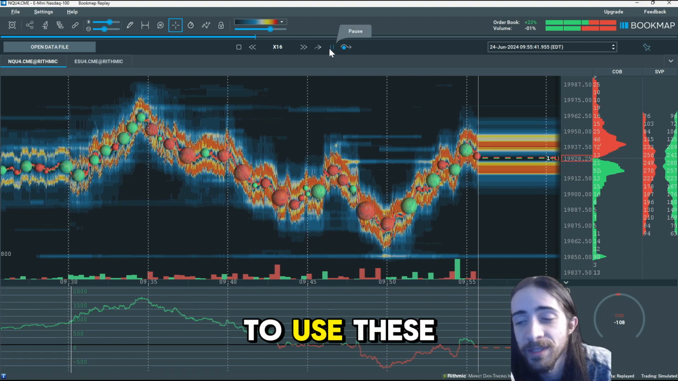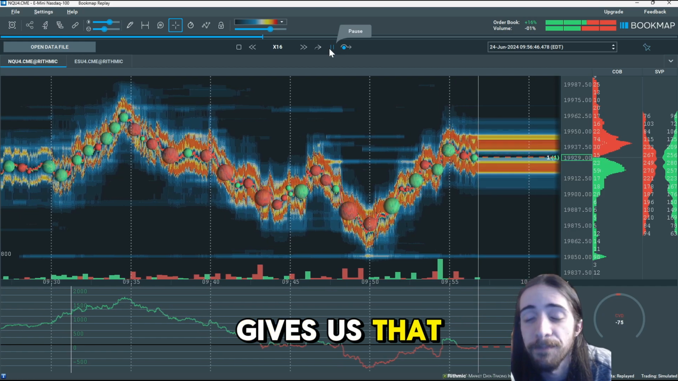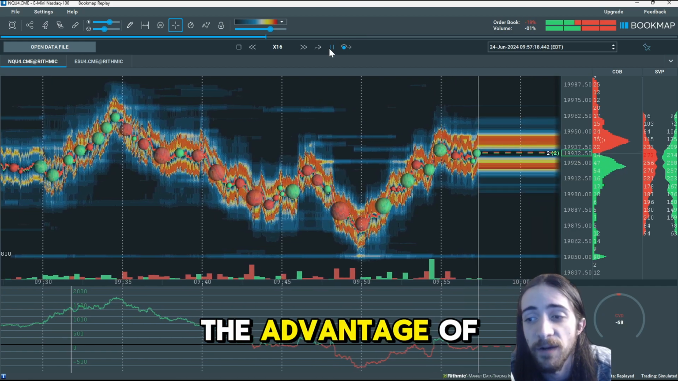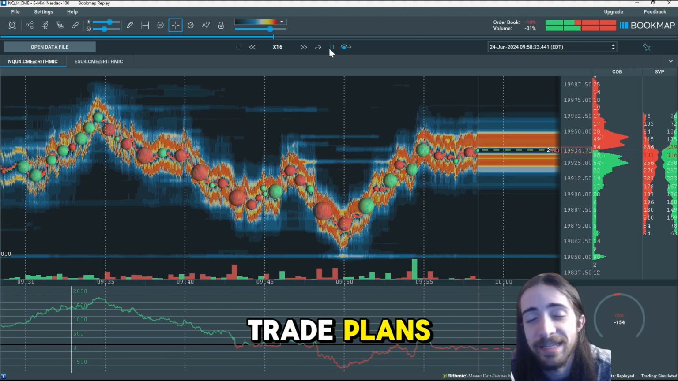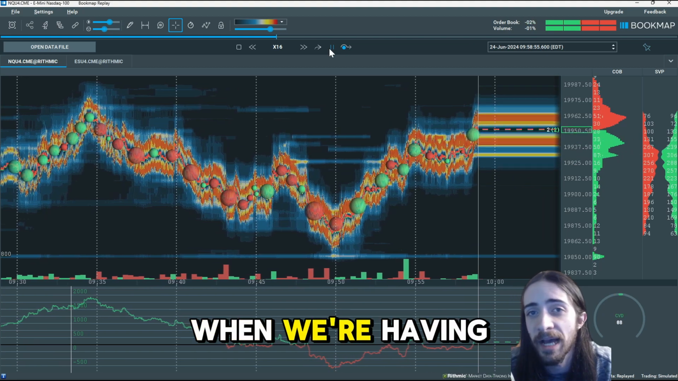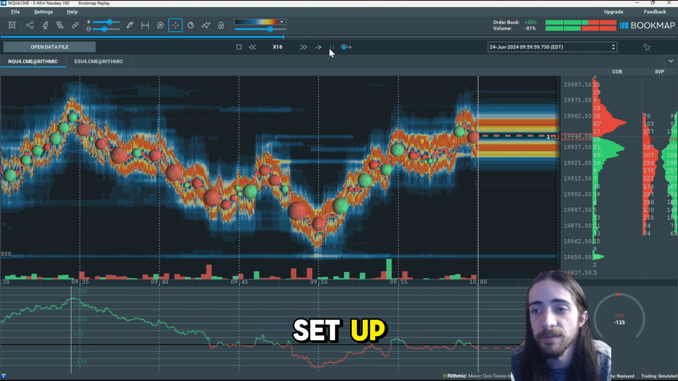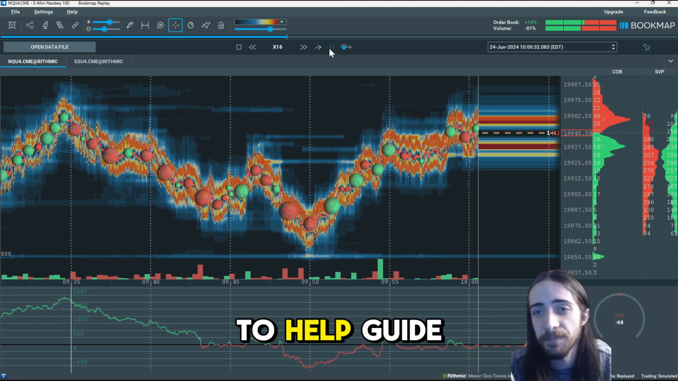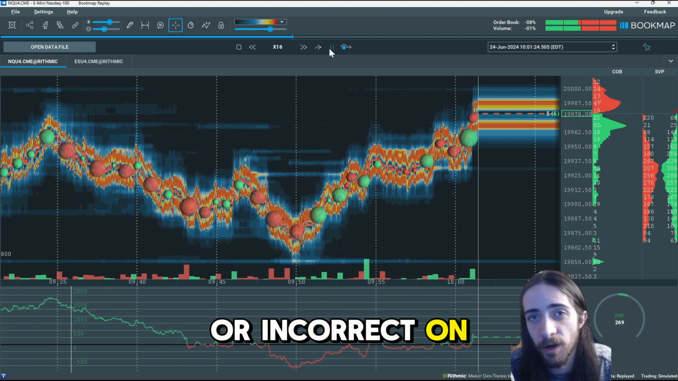So we're able to use these different clues in the context that the market gives us, that Bookmap also gives us the advantage of looking at, to help us really take solid trade plans. And again, we're using Bookmap when we're having our predetermined trade plan, when we have our pre-market plan set up. So Bookmap is just the tool to help guide us and tell us if we're correct or incorrect on our thesis.